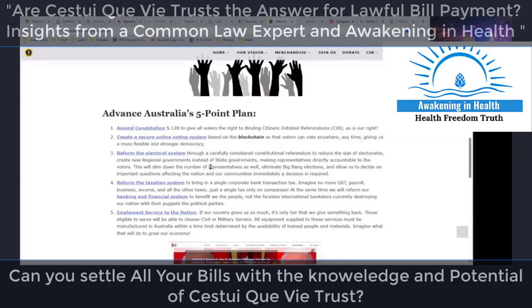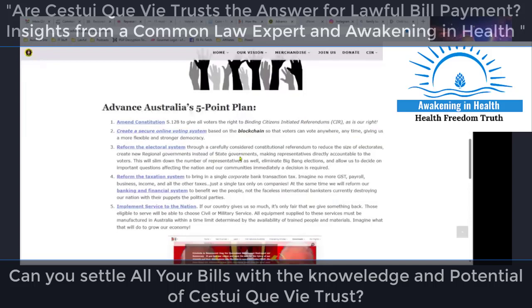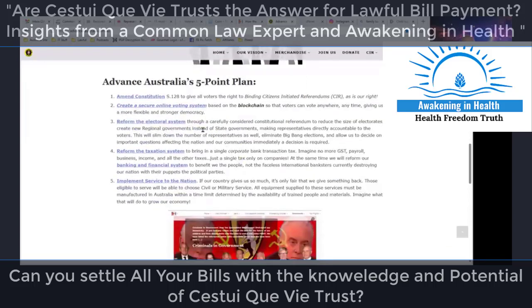Now, what do we do with that? The first thing we have to do then, step 3, is to reform the electoral system through a carefully considered constitutional referendum to reduce the size of electorates down to no more than 5,000 voters, because right now they're all around about 100,000 voters. Nobody can reach that many people. No person who wants to get elected can reach and talk to that many people. But with 5,000 voters, we can hold a series of town hall meetings and talk to just about everybody in the community. So that's important.